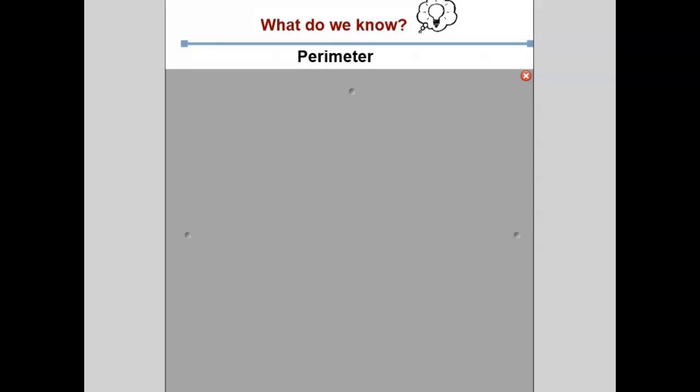So students, during our last lesson, you learned all about the perimeter of shapes and how to determine the perimeter of a rectangle. I would like for you to pause the video and write down what you remember. Well, what is perimeter? And based on our lesson yesterday, how do you determine the perimeter of a rectangle? Pause the video.